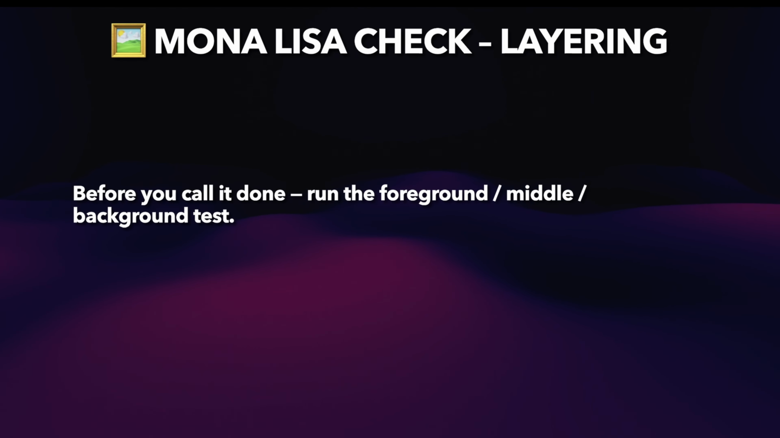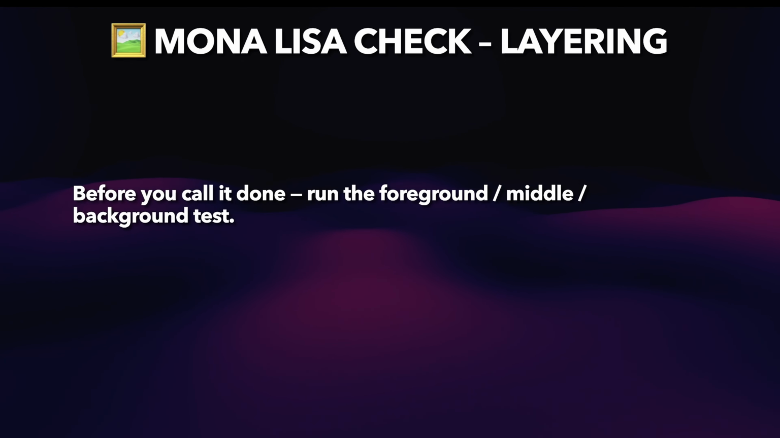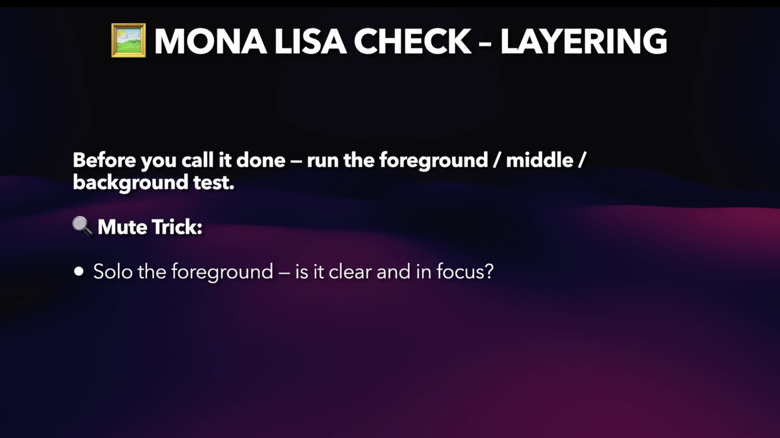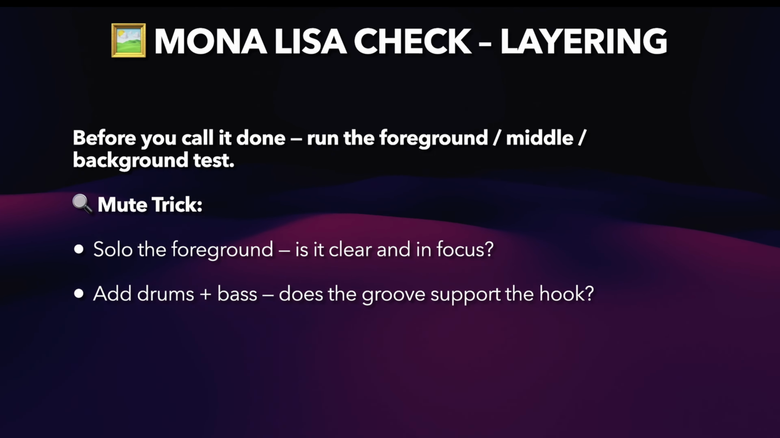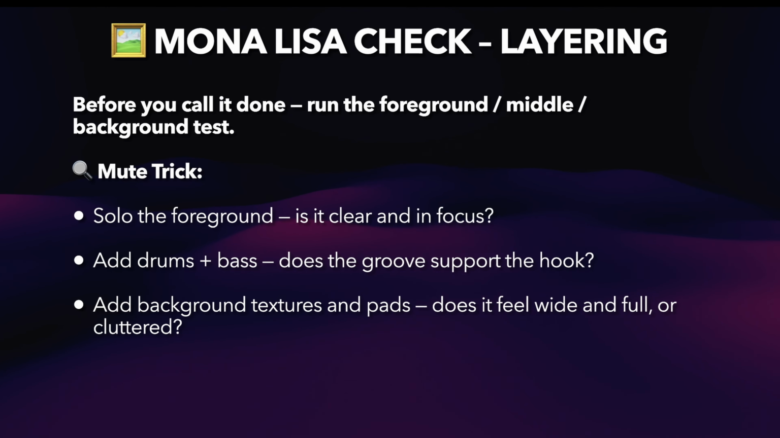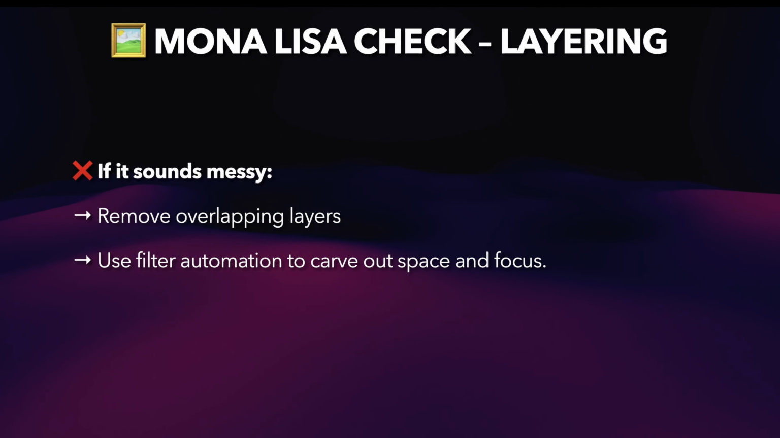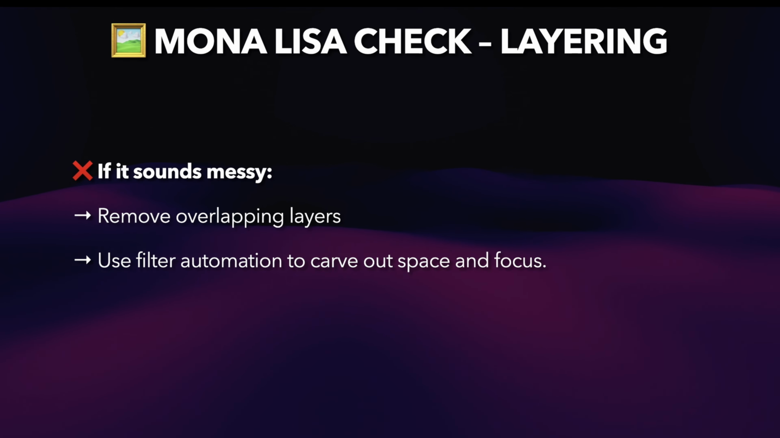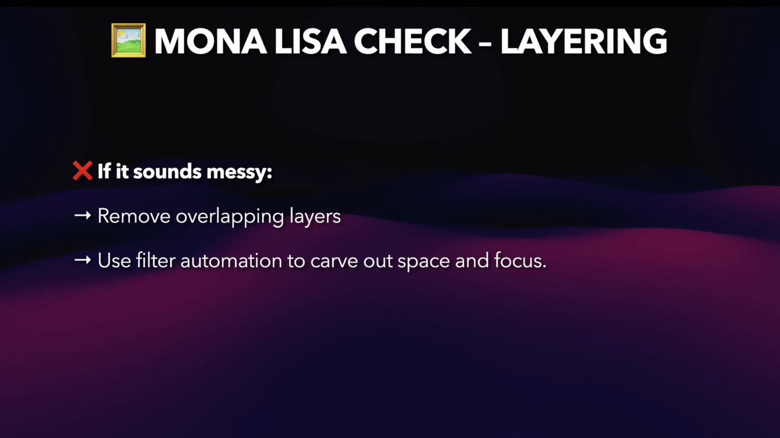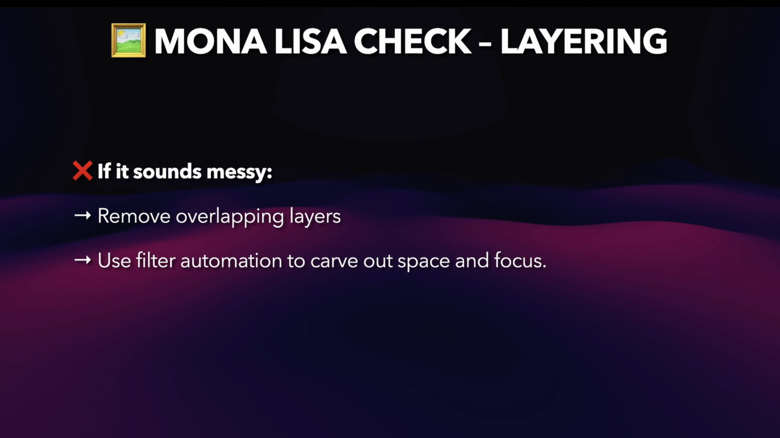Before you call it done, run the foreground, middle, and background test. Here's the mute check. Solo the foreground. Is it clear and in focus? Add drums plus bass. Does the groove support the hook? And add background textures and pads. Does it feel wide and full or cluttered? If it sounds messy, remove overlapping layers and use filter automation to carve out space and focus.